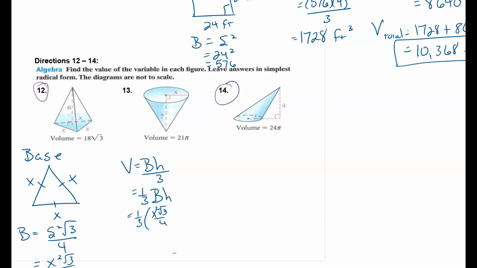Oops, I forgot my squared there. Times the height of the actual pyramid, not the base. That's 6. All right, so I'm simplifying this right away. Oh, actually, I totally forgot to say what our volume was equal to. Here's 18 root 3. Sorry, guys.